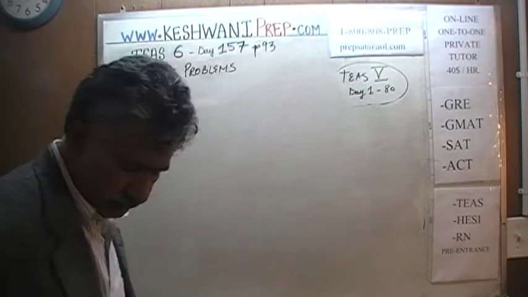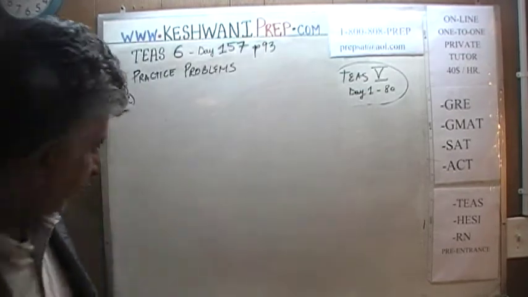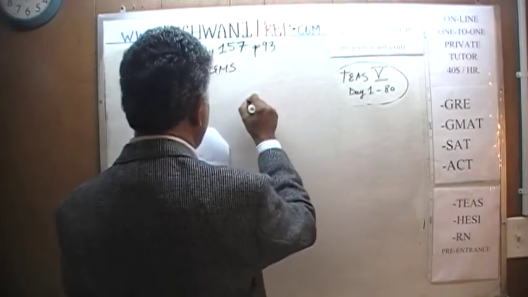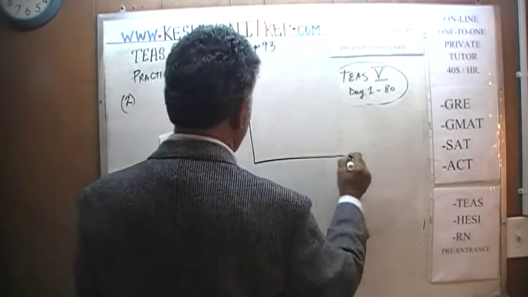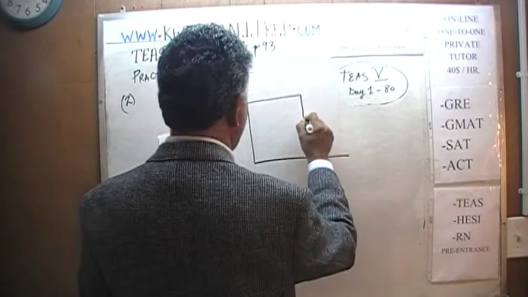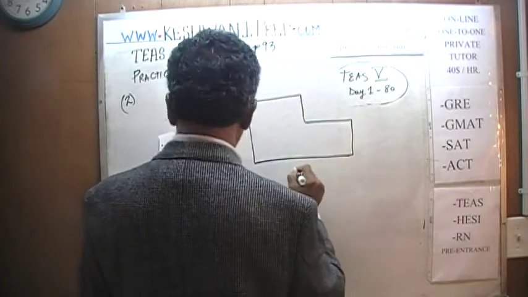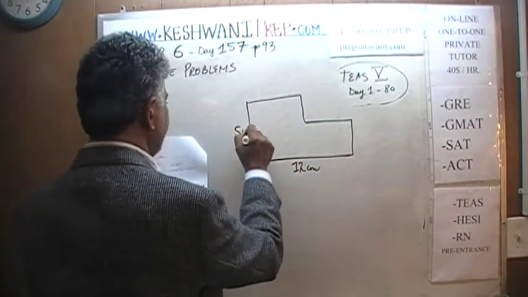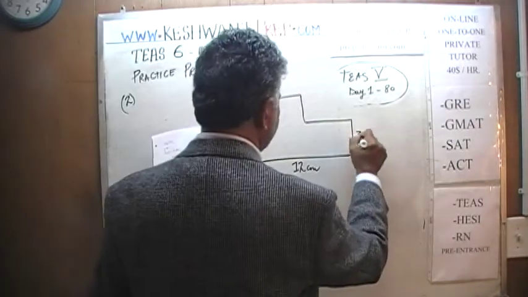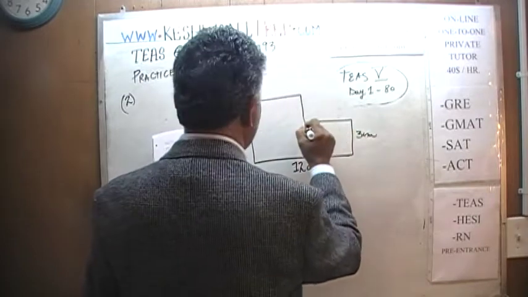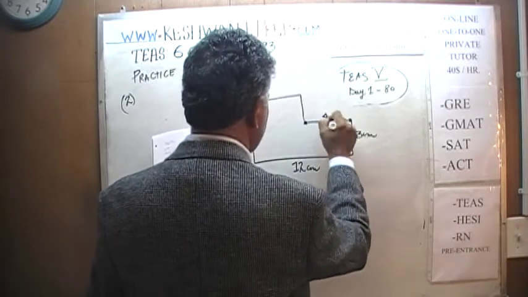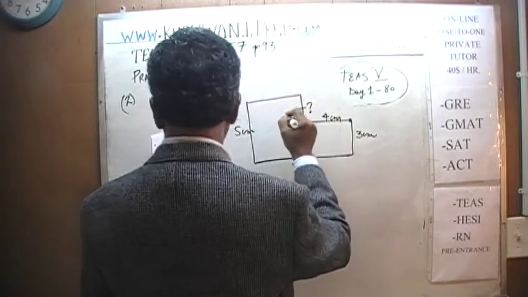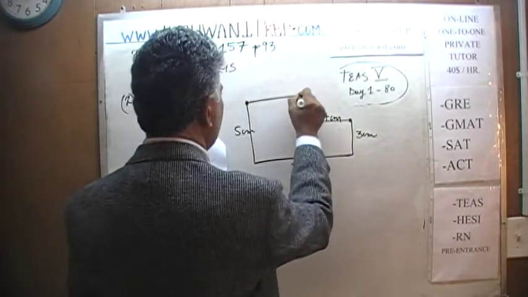We are given a picture that looks something like this. We are told that this side is 12 centimeter, this side is 5 centimeter, this side is 3 centimeter, and this side from here to here is 4 centimeter. We are not given the value of this side, and we are not given the value of this side.